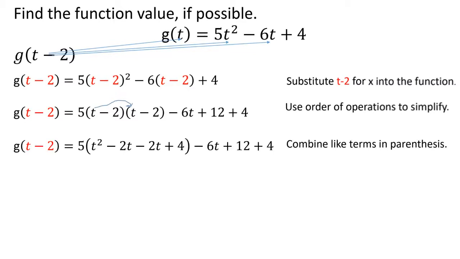So when I do that distribution, do that FOIL, okay, I get this: 5 times t squared minus 2t minus 2t plus 4. Again, I distributed the -6. -6 times t is -6t.